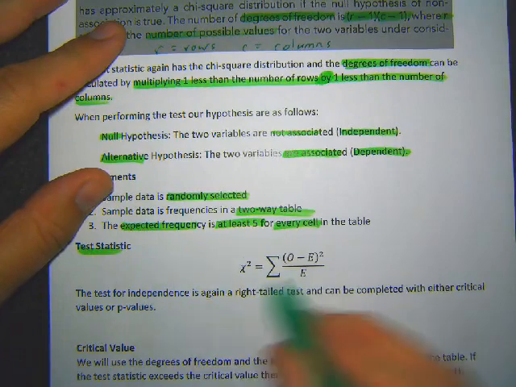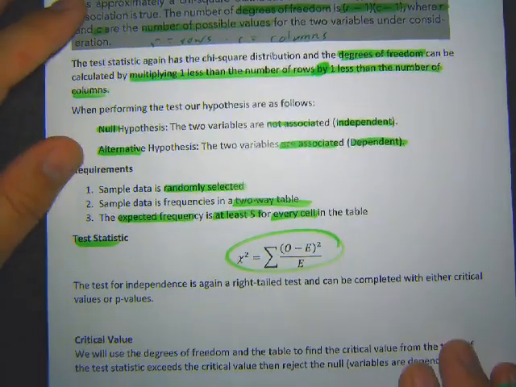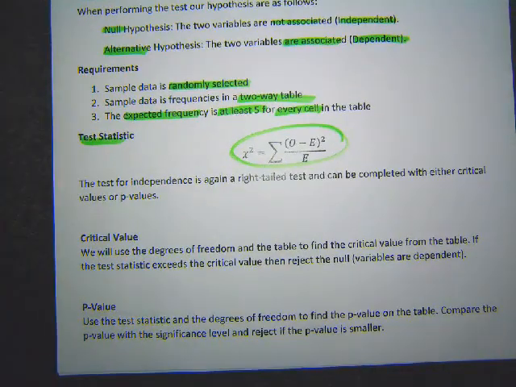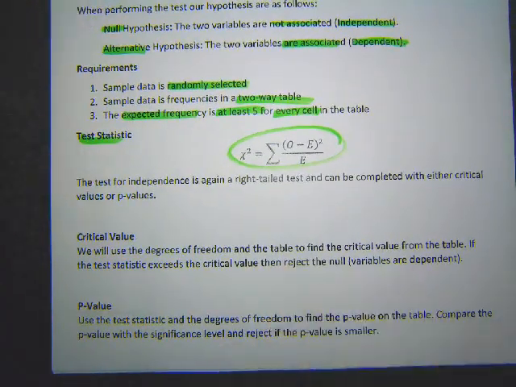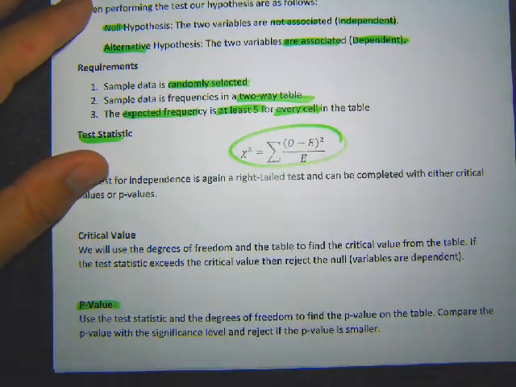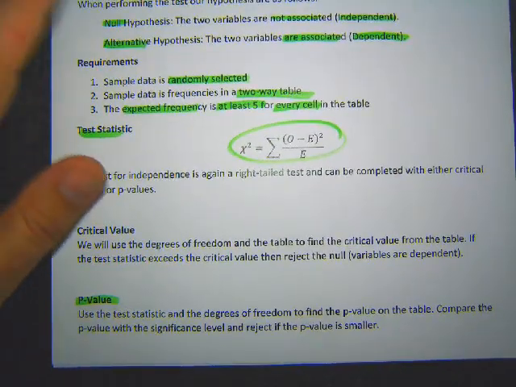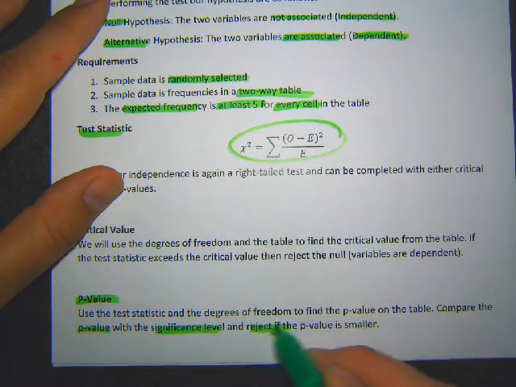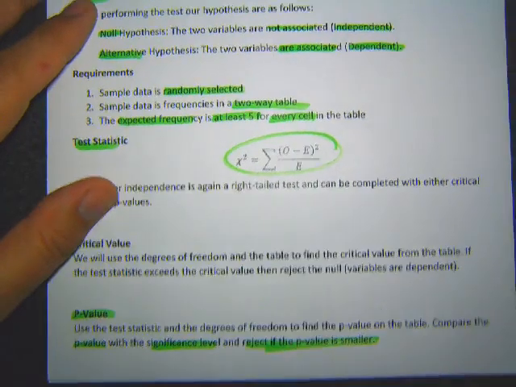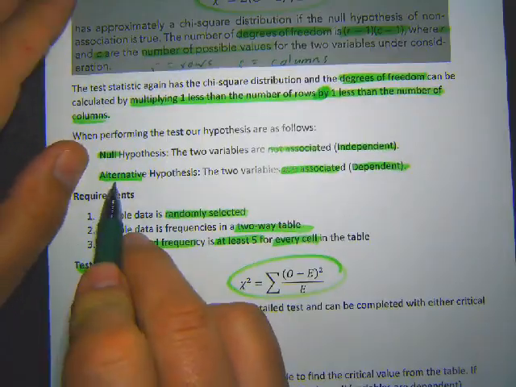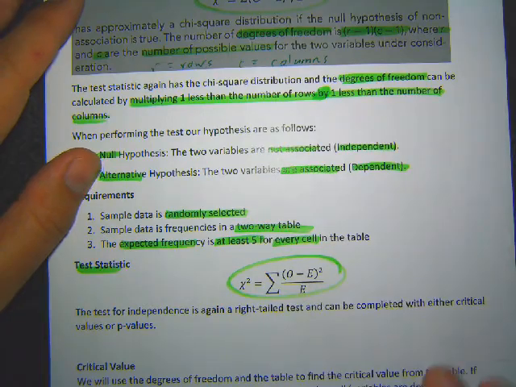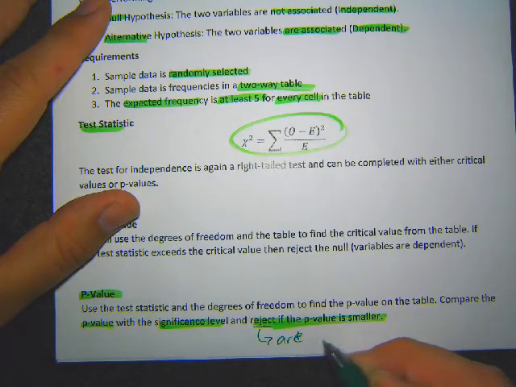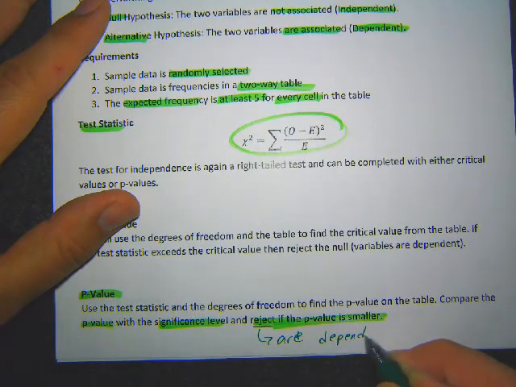That's their test statistic. Again, we'll let the calculator calculate that for us. You can do both critical value and p-value method. We're not going to worry about critical again because that's something we don't really need. We'll mostly just use p-value because you can do it in the calculator. As always, compare the p-value with the significance level and reject if the p-value is small. So if we reject, that's when we support the alternative, and that would mean that there is association, that they are dependent. So if we reject, that means that they are dependent. There is a connection between the two variables.